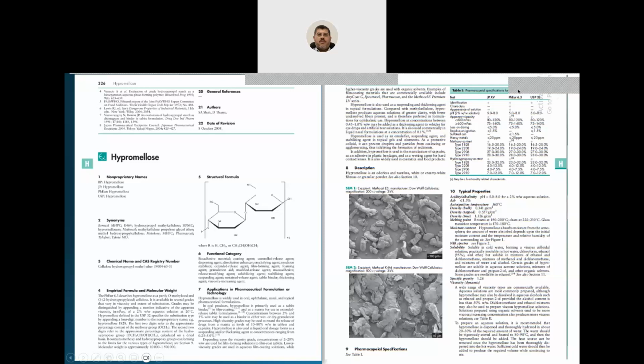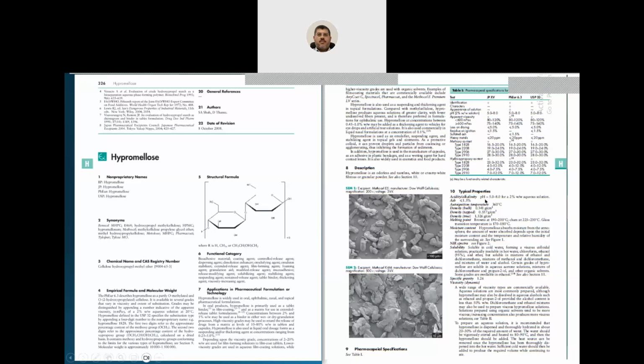So here, pharmacopoeia tests: identification, then appearance of solution, the pH of the solution, and apparent viscosity, loss on drying, residue on ignition, and so on. Heavy metals, methoxy content, hydroxypropoxy content. Okay? So these are the pharmacopoeial requirements.